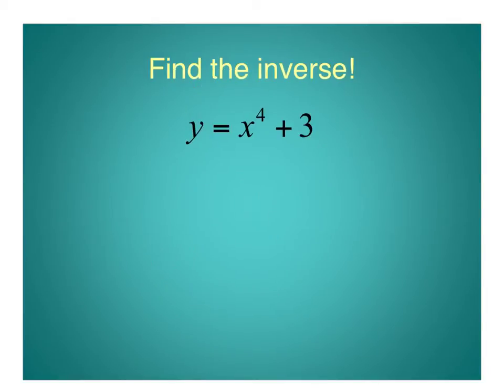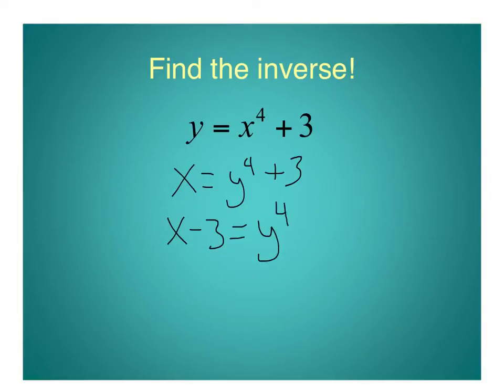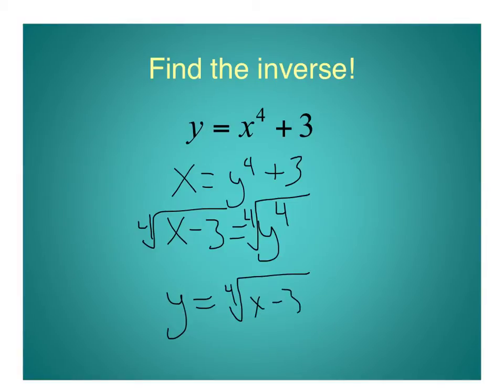Switch the x and y's. X equals y to the fourth plus 3. Subtract 3. X minus 3 equals y to the fourth. How do I get rid of something to the fourth? That's right, a fourth root. Who would have thought a fourth root would work? So we have y equals the fourth root of x minus 3, and don't forget your plus or minus. And our negative 1 on top of the y there to denote that it is the inverse of y.